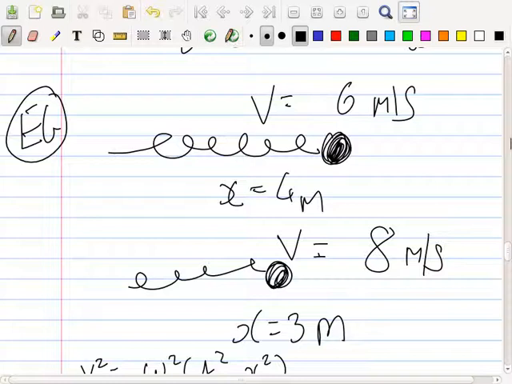I wasn't writing quickly. And what's the difference between this V and the V max? This V is the V in the middle. The V max is the biggest V. For example, here it starts at 0. Then it gets faster, faster, faster, and slower, slower, slower. So V is for anything in the middle, and V max is only the biggest V.